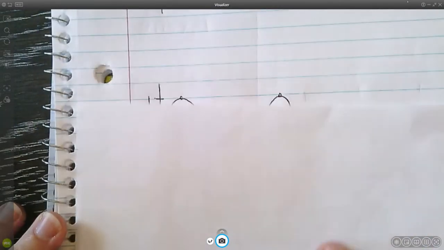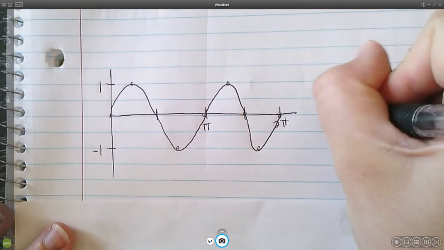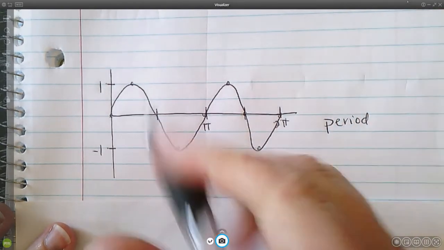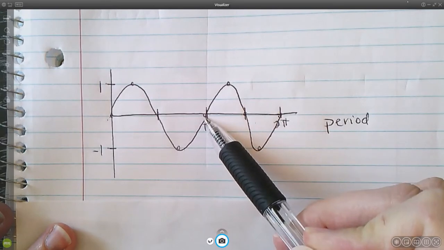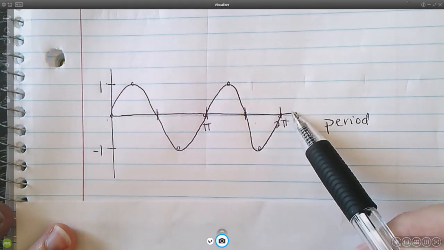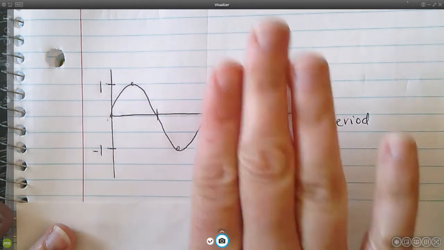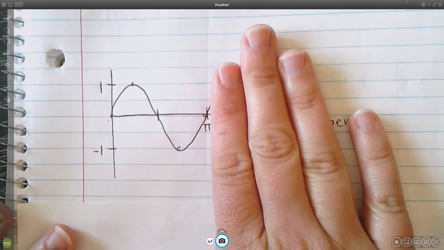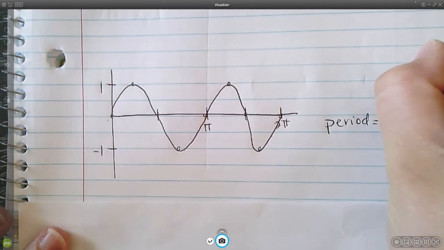So now if we look at this one, okay, so it's going 0, high, 0, low, 0, and then 0, high, 0, low, 0 again. So there are 2 cycles here. One cycle ends there, which is at pi. So this period is pi.